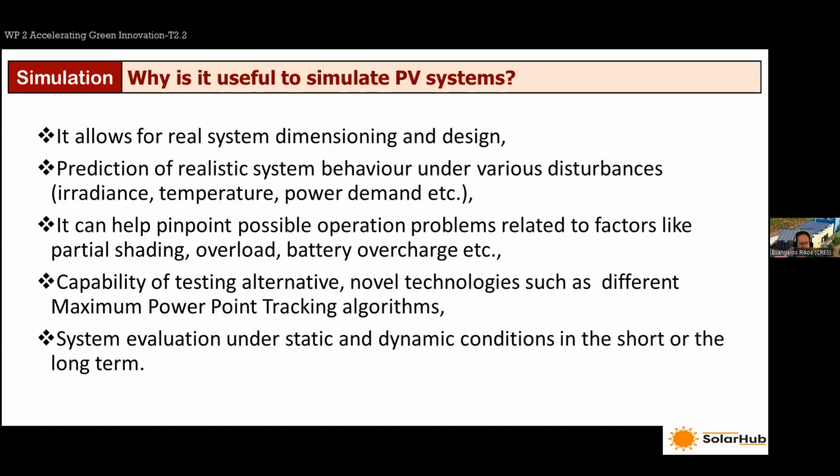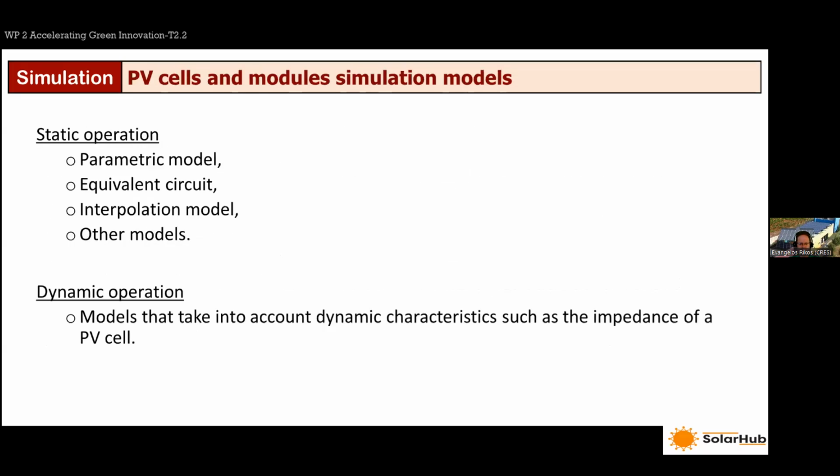And it also enables us to test alternative techniques in the operation and the control of the system, like, for example, new technologies, different MPPT techniques, etc. In a nutshell, this simulation approach involves the evaluation of the system under either static or dynamic conditions in the short or the long term. Okay.